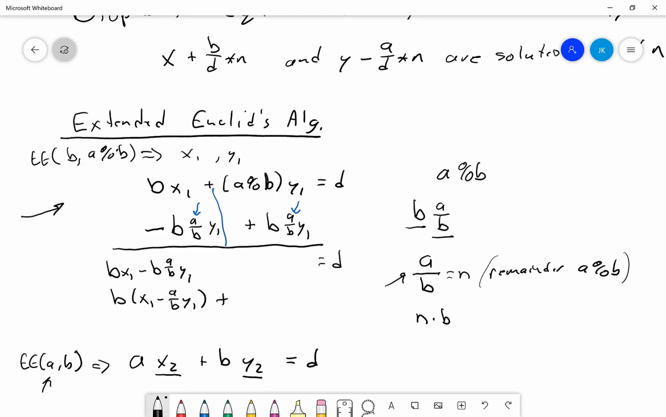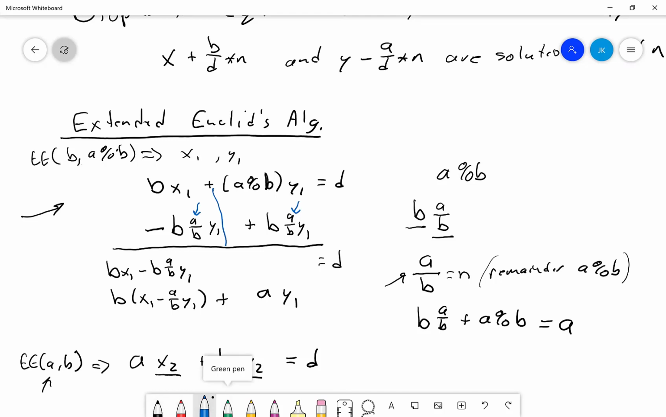So if I take B times A over B, remember that is all of A except the remainder, and I add on A mod B, which is the remainder, the end result is just A. So this side over here is just A times Y1. That's the part that is maybe a little bit tricky to see, but that's what's there.